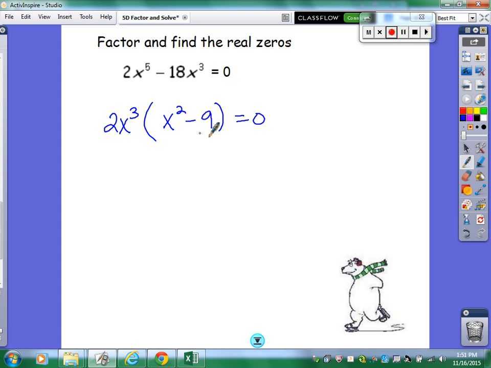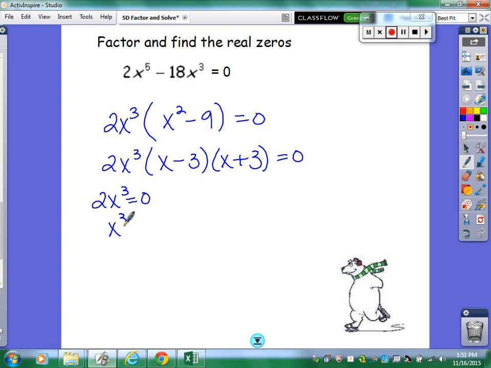Look at this. Can we factor this again? Hopefully, yes, that's a difference of squares. So we can factor it to x minus 3 times x plus 3 equal to 0. Now set each factor equal to 0. So we have 2x to the third equals 0, so x to the third is equal to 0. The cube root of 0 is just 0. This counts 3 times because of that degree; this is called a triple root. And when we start graphing these things, I'll show you what it's going to do to our graph.